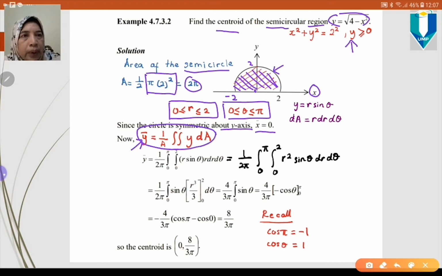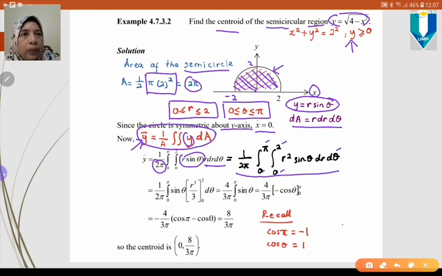So we substitute the A value to be 2 pi. And the y value here, we change it to r sine theta. And we change the dA to r dr d theta here. So we need to find that value. Okay, so the range of r is from 0 until 2. Substitute values in here for the limits. Like so for theta, because theta is from 0 until pi. So that will be the limit.